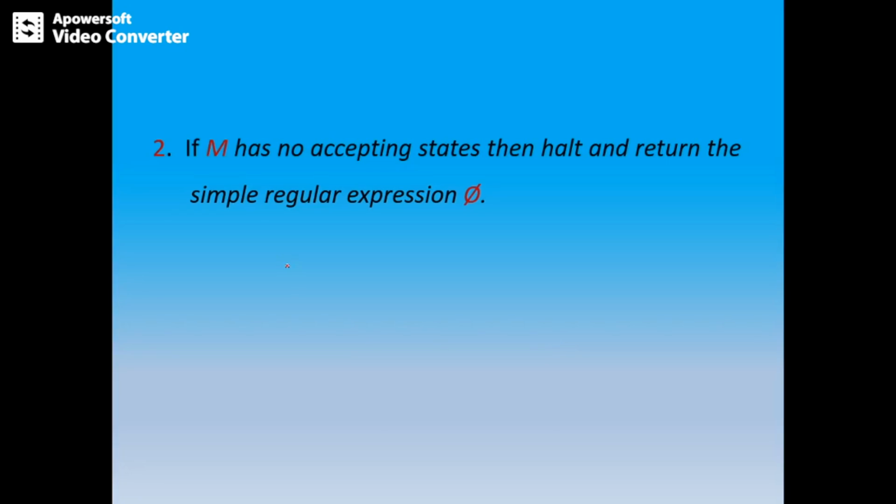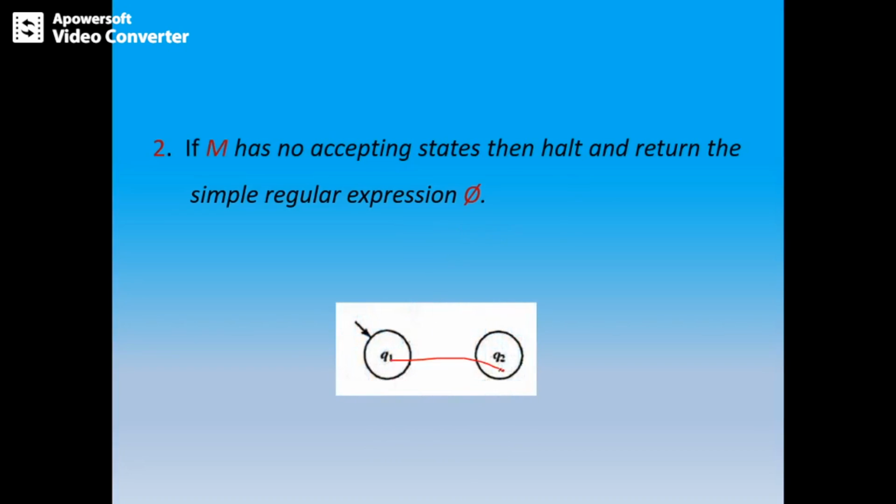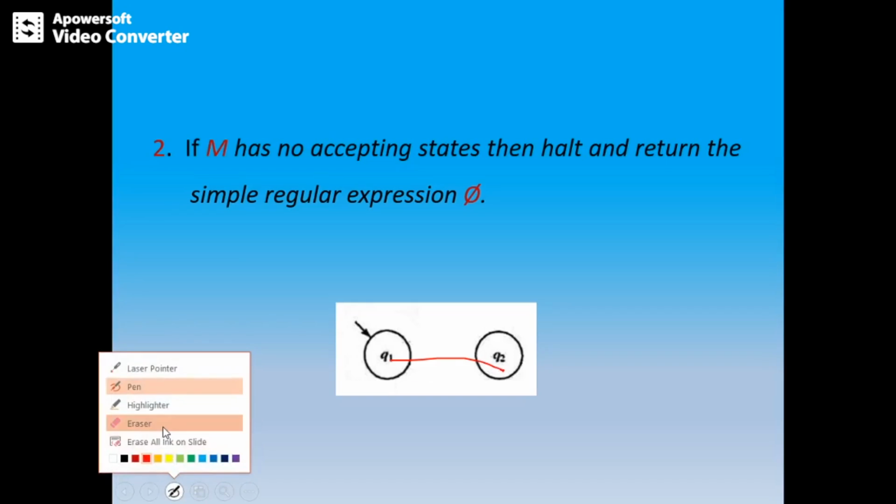Next, the second step: if M has no accepting state, then halt and return the simple regular expression null. So if you have a machine containing only this kind of thing, then you should return null.